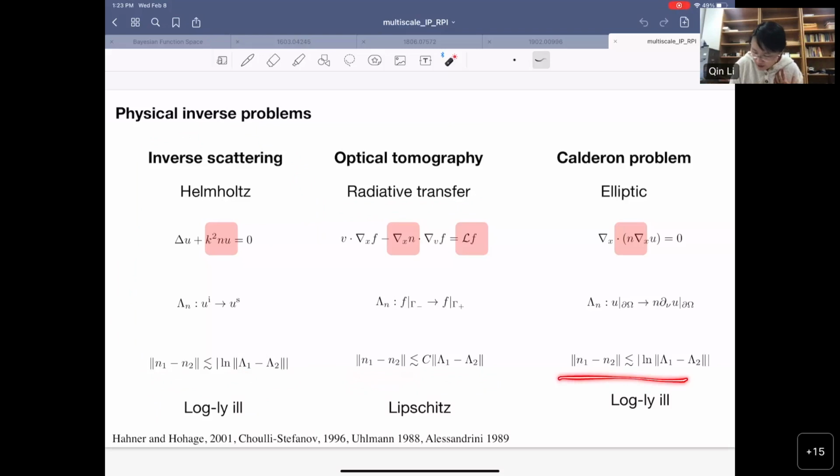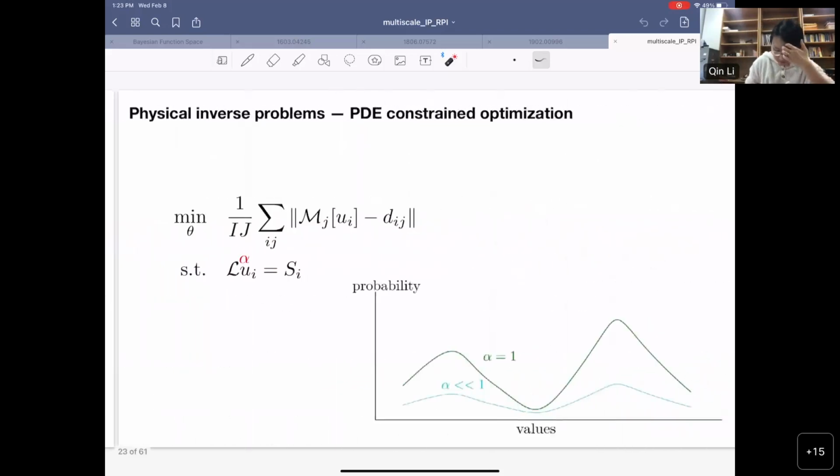And then you move on to the inverse elliptic equation. The inverse elliptic equation is once again logically ill-posed. So somehow, in some sense, the 3 inverse problems, we believe they are equivalent, but their associated conditioning is very, very different. So we want to understand why.